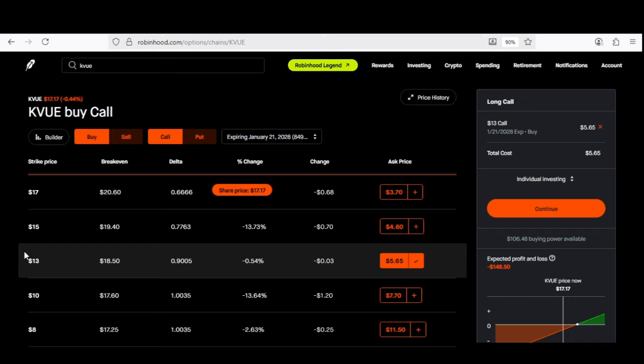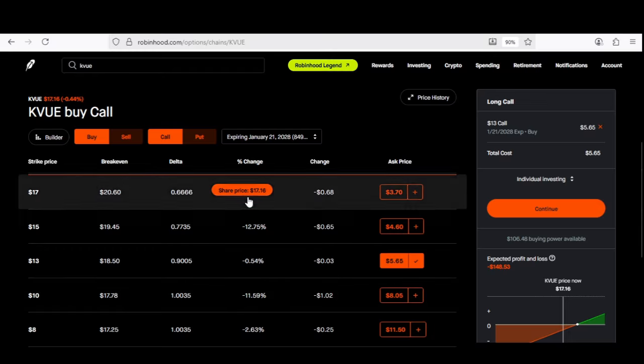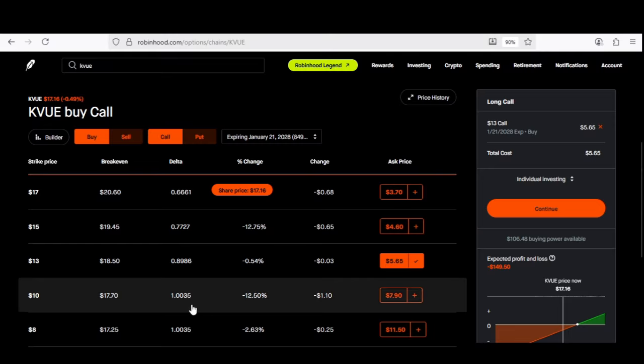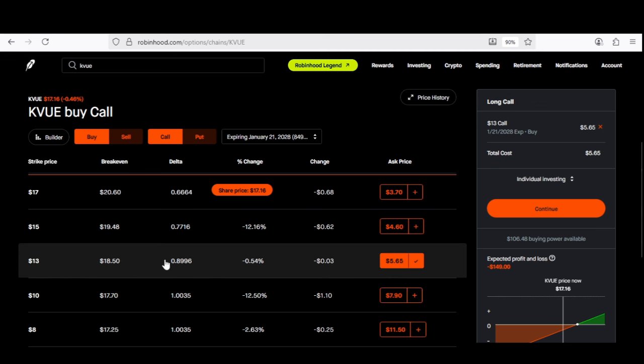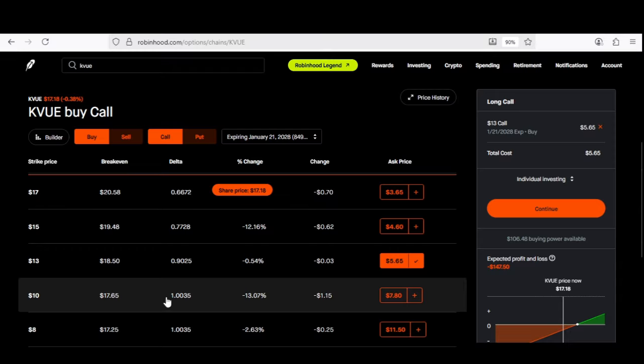Now, before I show you another option strategy I'm going to use, I want to bring one thing to your attention. With the $10 strike price here, you have what's known as a perfect delta. A perfect delta is always going to be 1. That means if the share price goes up by $1, then your option is going to go up by $1 as well. Just to show you the comparison, with the $13 strike price that I chose, if the share price goes up by $1, then my option is only going to go up by 90 cents. So by choosing a $10 strike price, you have an exact one-to-one. You have an option that mimics the exact share movement, which is called the perfect delta. You hardly ever see this.